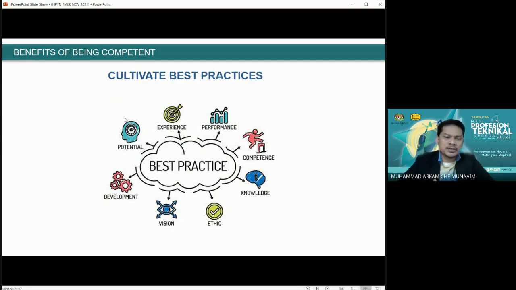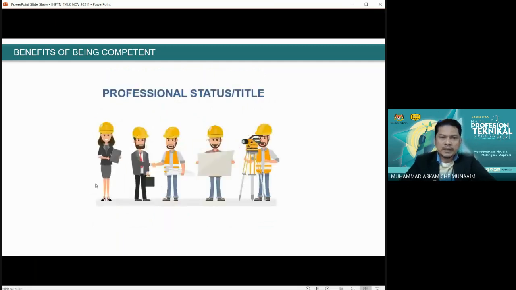We go into the potential knowledge, experience-based performance criteria, competency, the knowledge you have developed, and the ethics that will be imposed, with a very clear vision to become the site management team. Then you continuously develop the knowledge and skills, and then you can go for best practices. Hopefully you can become a best practice practitioner in construction in future through this program. Professional status title, you can see from the Board of Technologists, MBOT.